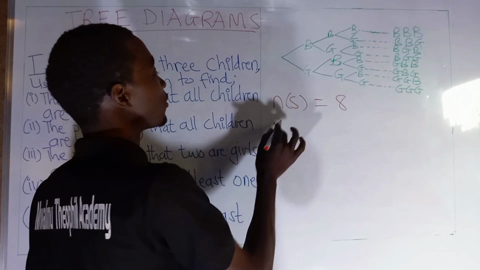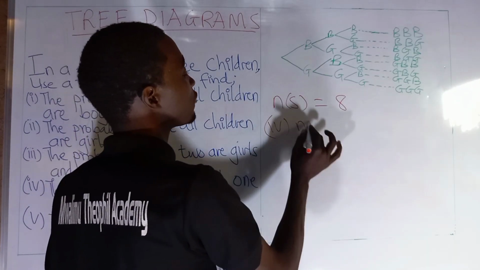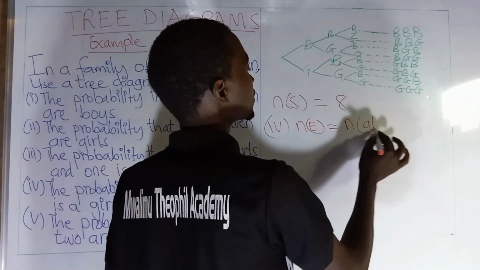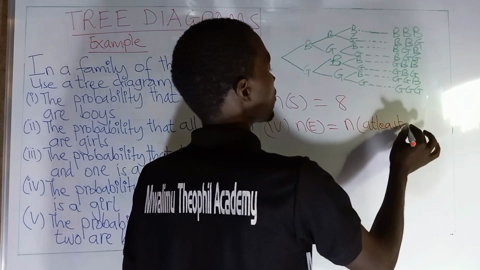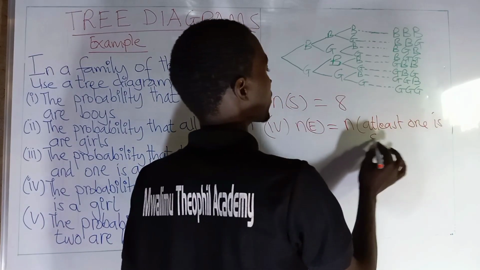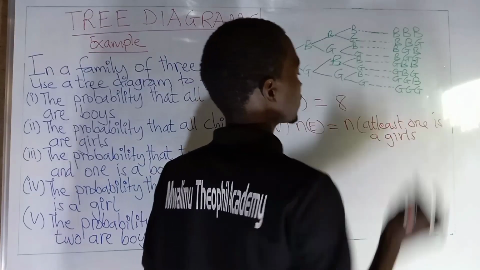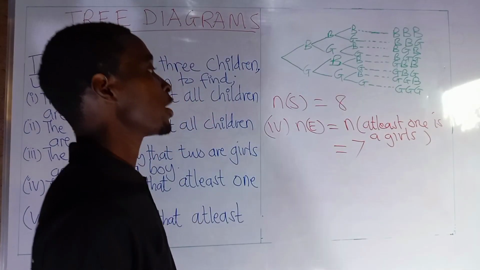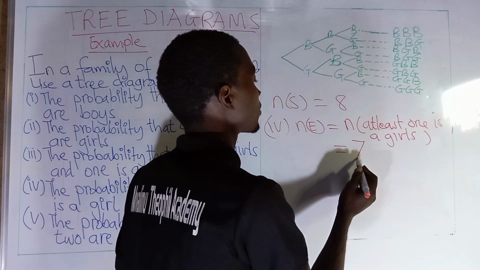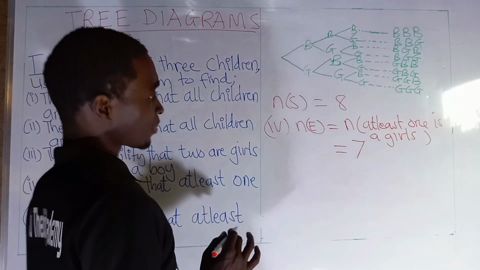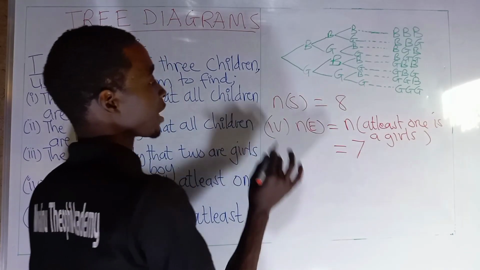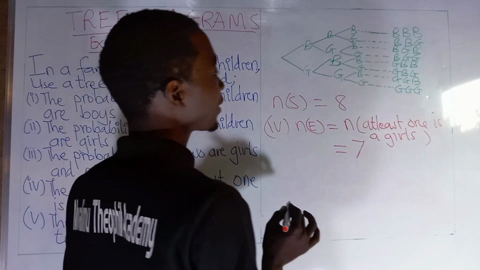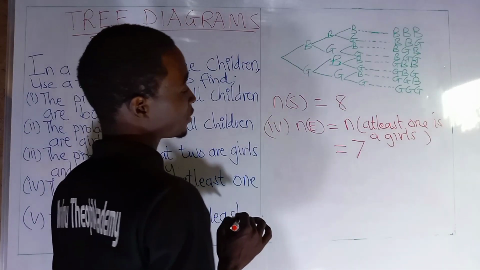Now, Roman 4. Number of events is equal to number of at least 1 is a girl. At least 1 child is a girl. So the number of events we have obtained is that we have 7 possible ways whereby there is at least 1 girl. 7 possible ways. So here let us see the probability of getting at least one being a girl within this family.